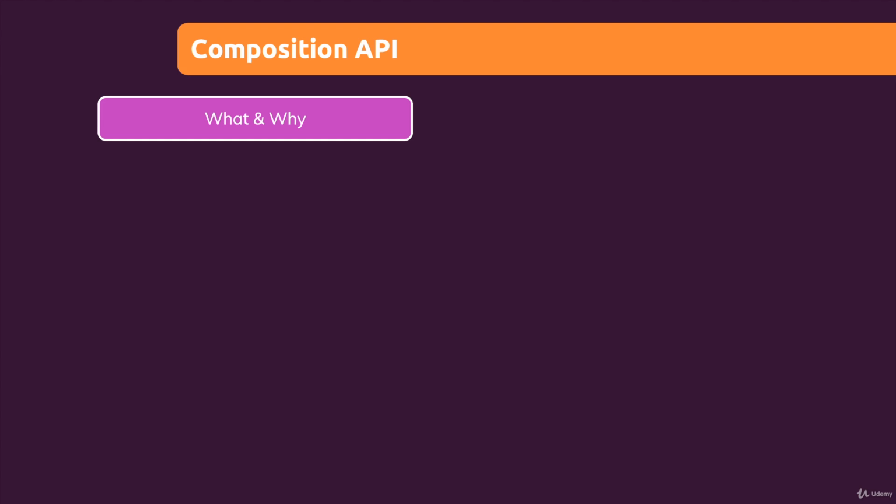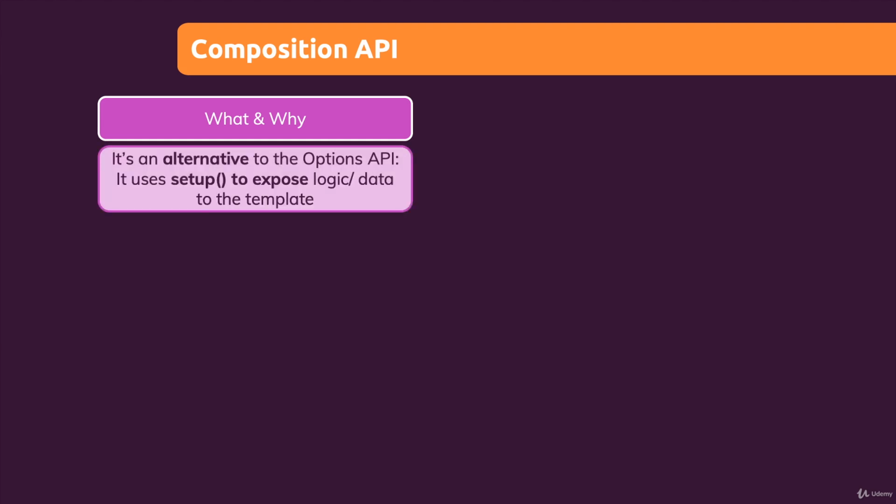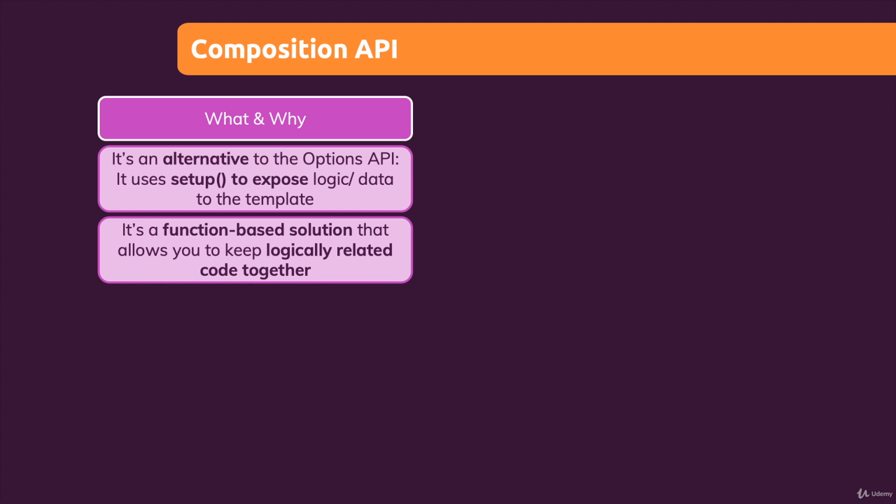First of all, as I emphasized many times throughout the module, it's an alternative to the Options API. You don't have to use it if you don't like it or if it just doesn't make sense for your project, but you can use it, and then you will use the setup method, which you saw, to expose logic and data to the template. And the idea behind the composition API is that it's function-based. You have all those functions you import from Vue, like ref, reactive, computed, and so on, all used in that setup method, and this allows you to keep code that is related logically together in one place instead of splitting it across multiple options.